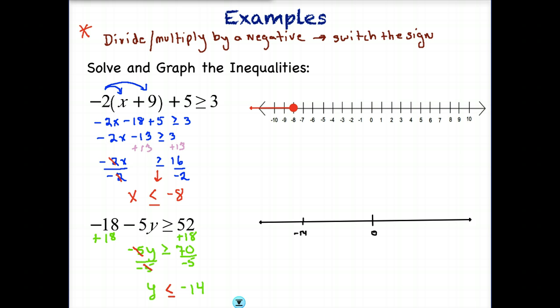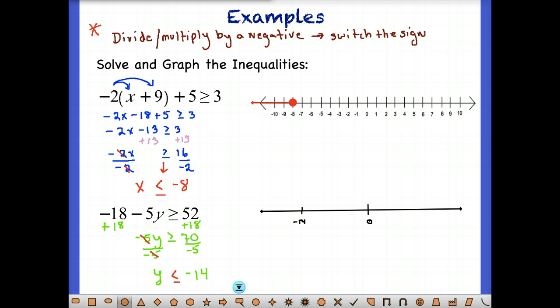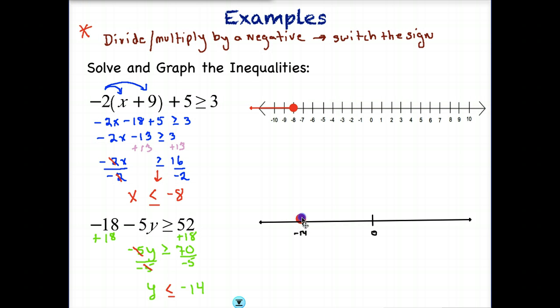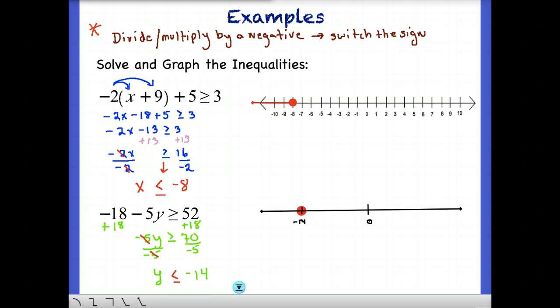Okay, let's graph this. So I need to put a circle at negative 14, and if you'll notice on this one, it is again a less than or equal to sign, so we'll do a solid circle. And I've drawn my own graph because the top one does not have a negative 14. We will now plot a line. This says we want all the y's that are less than or equal to. Well, the values that are less than negative 14 all go to the left as well.